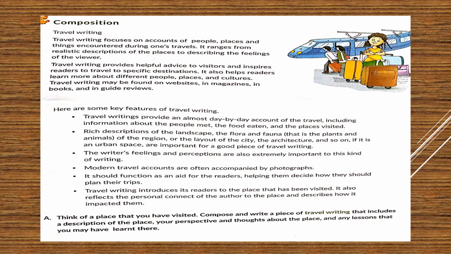in your travel writings. So here are certain key features of the compositions which include travel writing, and a topic here is given. Think of a place that you have visited. Compose and write a piece of travel writing that includes a description of the place, your perspective and thoughts about the place, and any lessons that you may have learned there. So you have to do this in your vocab copy that I've asked you to maintain. Your writing copy will also be the same.